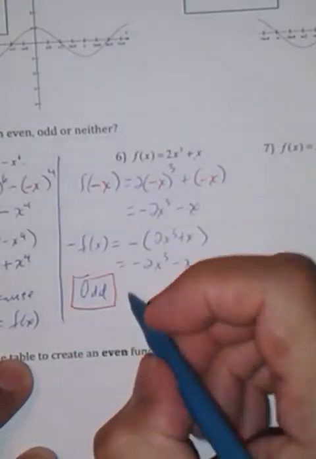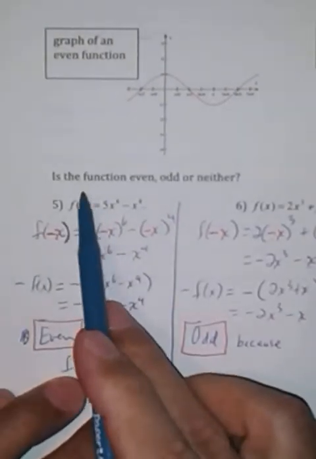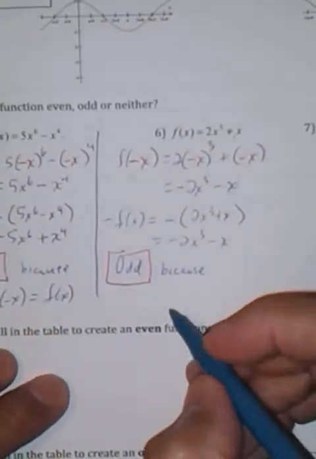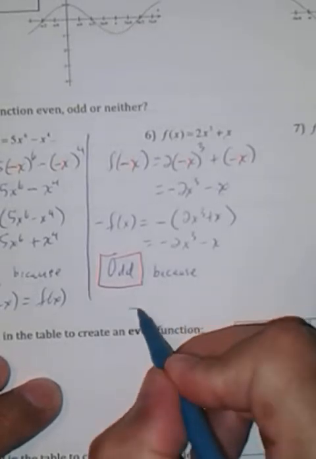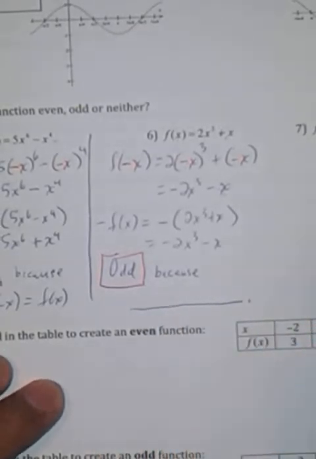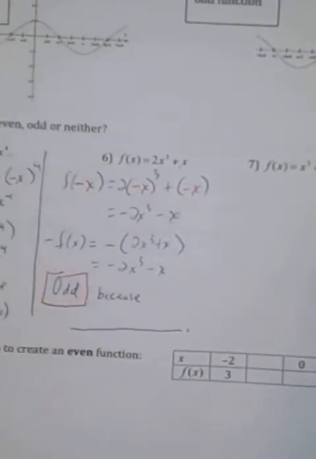And then why. Notice we don't have to answer why, right? They're not asking us why. Because, well, I'm going to let you finish that. Because, all right. And then number 7, you'll do on your own. We'll do it in class.